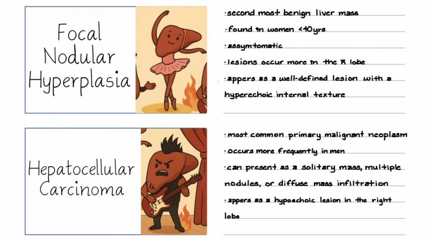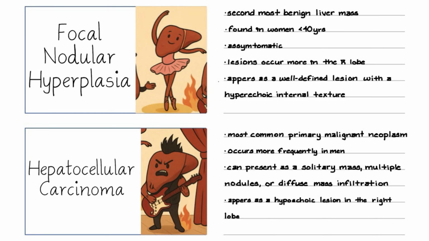And I imagine her entering from stage right, which reminds me that the lesions typically occur on the right lobe. And I imagine her dancing under a spotlight. So that reminds me that the area is a well-defined lesion with a hyperechoic internal texture.